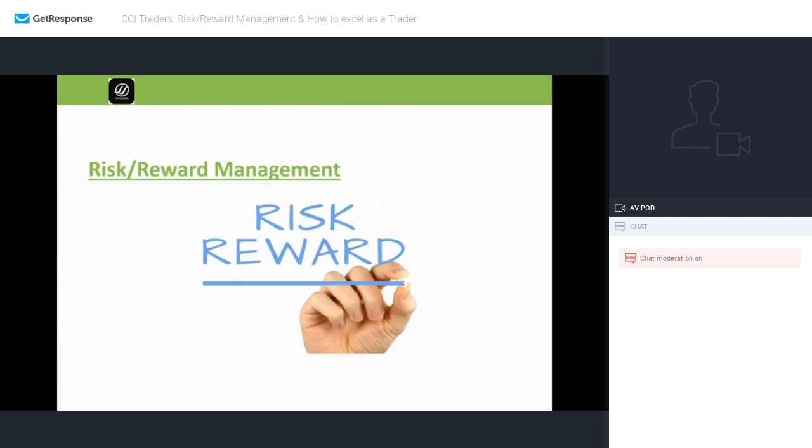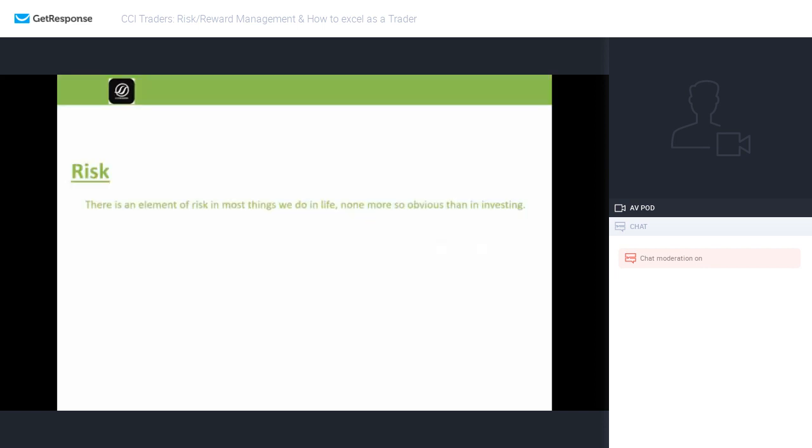Okay, so let's talk a little bit about risk-reward management. In this case, we're talking about risk. There is an element of risk in most things we do in life, and that's none more obvious than when you are investing. Property investors know that when they're investing in property, or in business or companies or whatever it is, there is a risk attached to it. Specifically here, we are talking of risk applied in everyday trading. Trading currencies, stocks and commodities, indices, crypto. There is a risk involved in all of that.